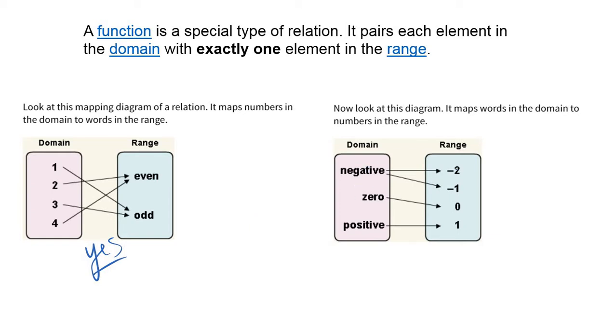How about over here? Negative 2 points to -2, negative 1 points to -1, 0 points to 0, positive 1 to 1. Well, here's the key. Notice something from our domain points to two different places in our range. So that's going to be a no. That will make this one not a function, okay?